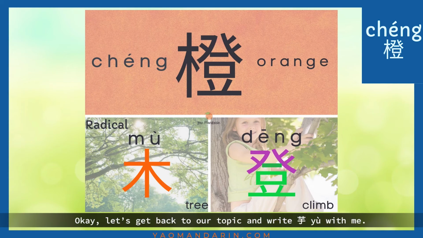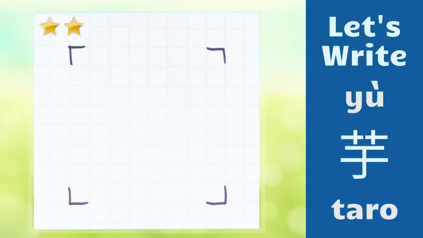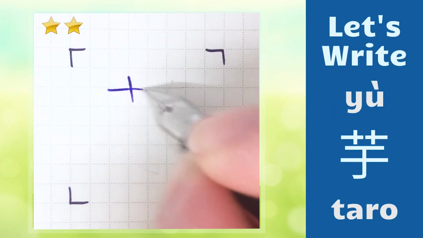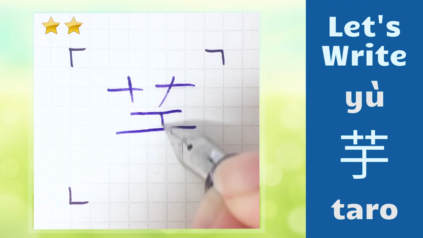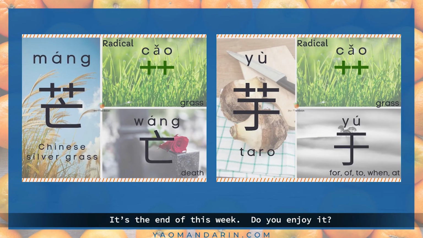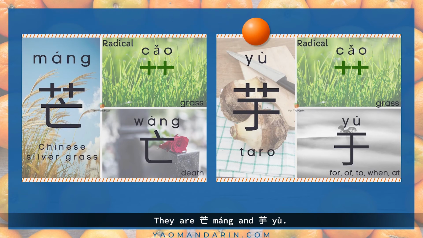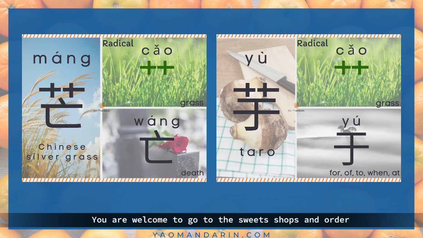Okay, let's get back to our topic and write 芋 with me. It's the end of this week. Do you enjoy it? Let's check them again. They are 芒 芋. You are welcome to go to the sweet shops and order 芒果 or 芋头 for dessert.